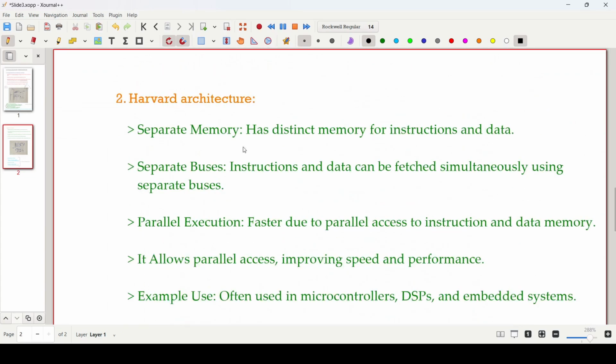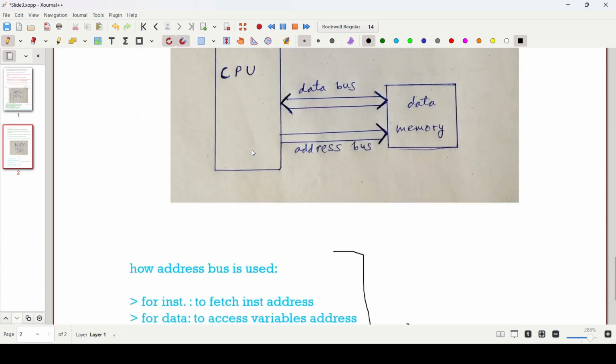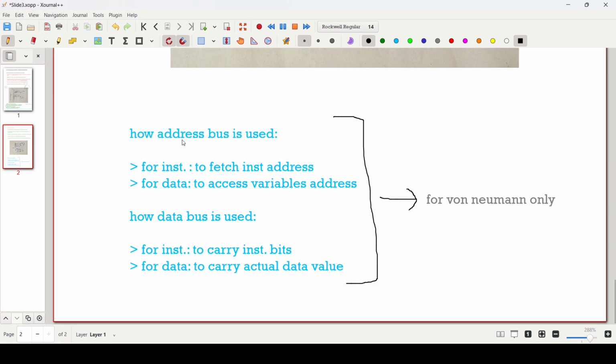I will discuss the hardware architecture later. First of all, let us discuss how the address bus is used for fetching the instruction and data, and how the data bus is used for the instruction and the data. Please note that this is only for the von Neumann architecture.